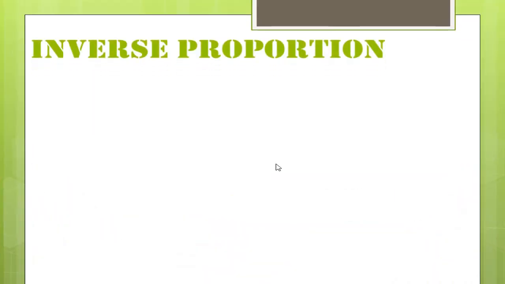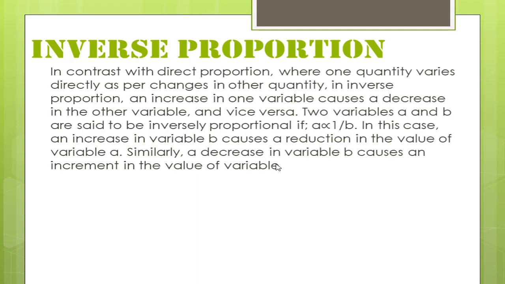So now let me read directly what an inverse proportion is. In contrast with direct proportion, where one quantity varies directly as per changes in the other quantity, in inverse proportion, an increase in one variable causes a decrease in the other variable, and vice versa. Two variables A and B are said to be inversely proportional if A is inversely proportional to B. In this case, an increase in variable B causes a reduction in the value of variable A. And similarly, a decrease in variable B causes an increment in the value of variable A.